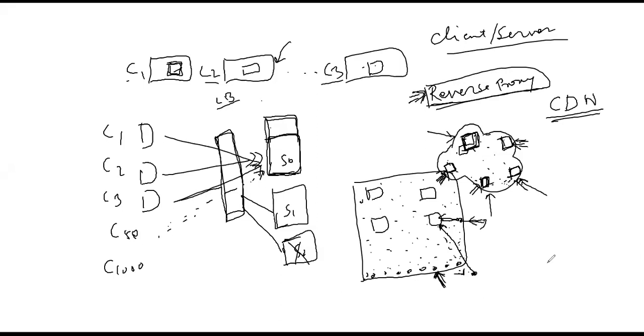Now think about your server. If any client in that region makes a request for the same thing, that request doesn't even reach your server. So this node is able to deliver the response on your behalf. That's why it is used a lot.